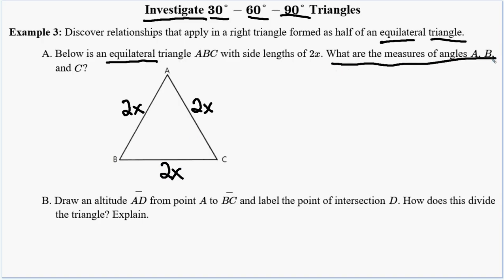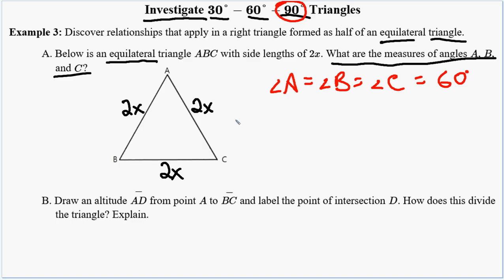What are the measures of angles ABC? Well, there's 180 degrees to go around. There's 3 angles. Each angle will be 60 degrees. Angle A is equal to angle B is equal to angle C, and they're all 60 degrees. Now, I know what you're thinking. I thought this was 30, 60, 90. I thought we were doing right triangles. Well, that's about to happen.